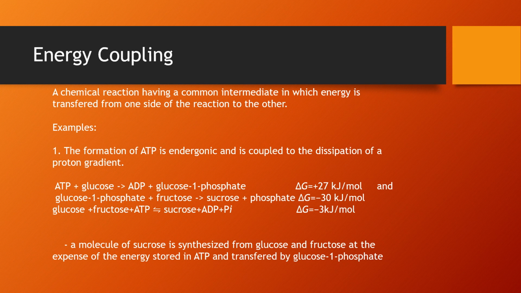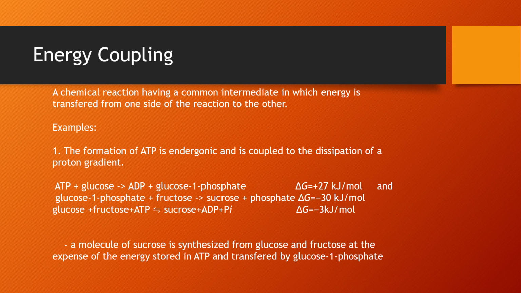The mechanism of utilization of the energy released in an exergonic reaction to run an endergonic reaction is called energy coupling. That too takes place at the cellular level. Let us see one example of this energy coupling.